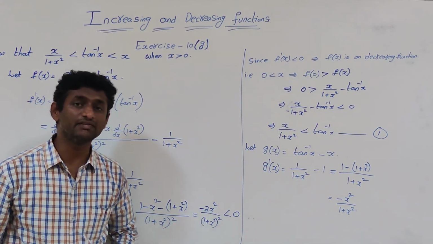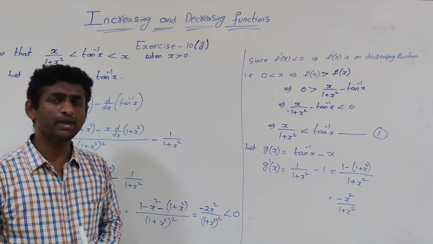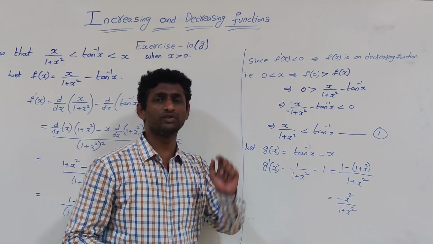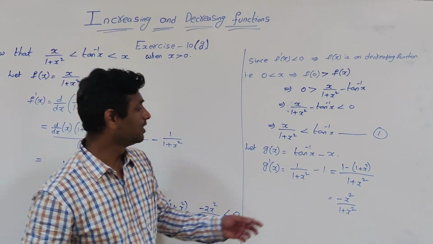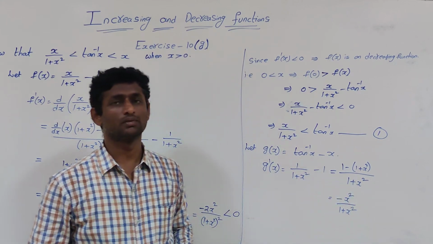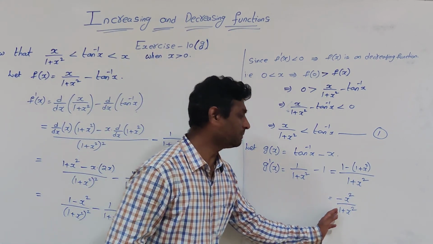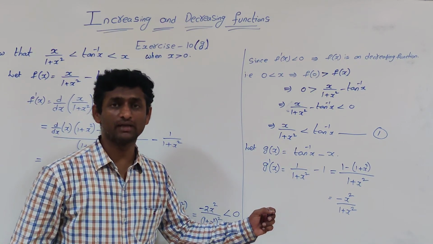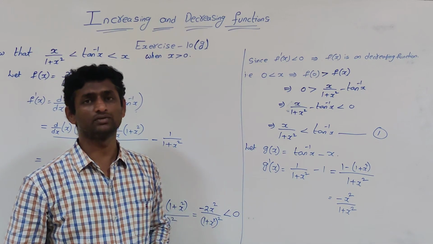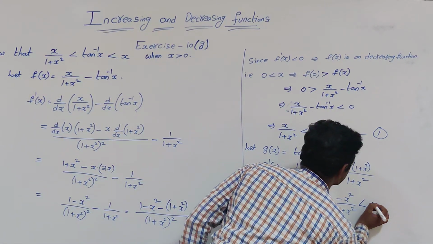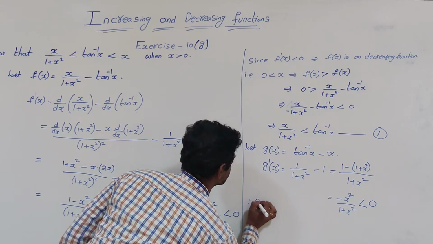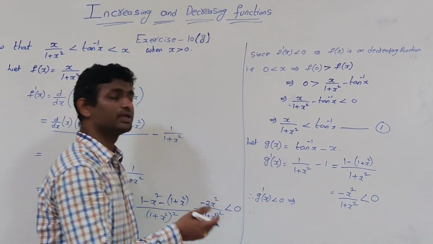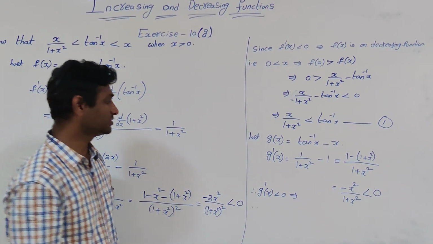So what type of sign do we get? In the domain 0 to infinity, you choose any point in between 0 to infinity. If I choose 2, minus 2 square means minus 4 by 1 plus 4, 5, which gives minus 4 by 5, a negative value. So we have less than 0. Therefore g dash of x is less than 0, and as we are getting a negative sign, it is a decreasing function.